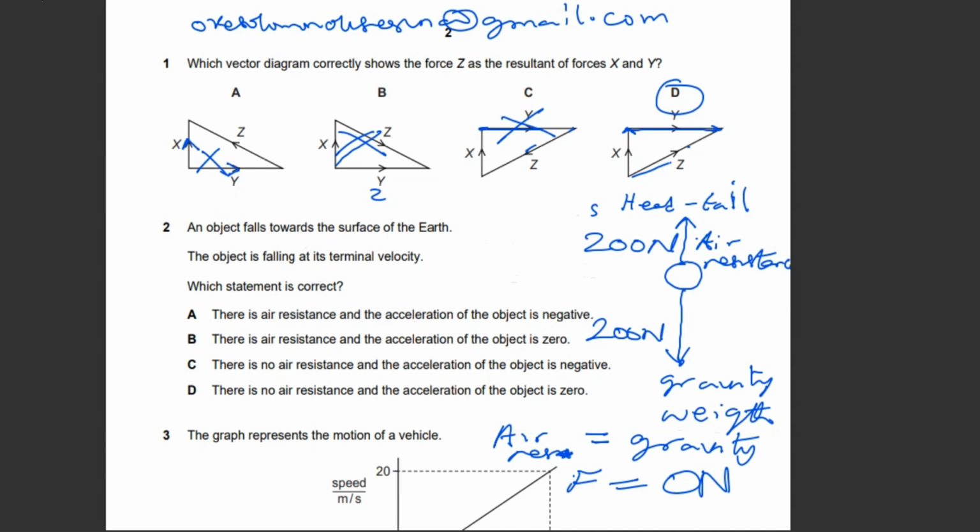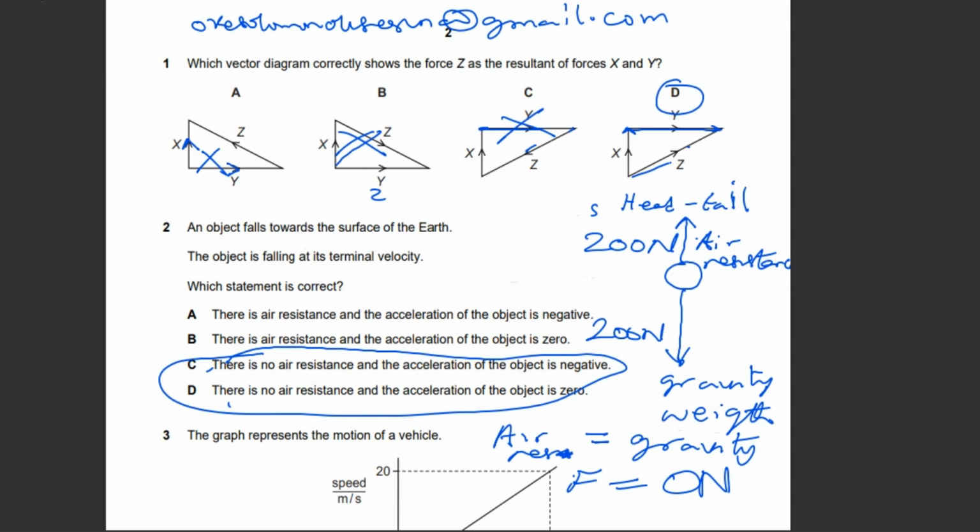So if the body is falling under gravity, we know that it's falling on earth, we know that air resistance is present. So that makes option C and D wrong already, because they said there is no air resistance. So our answer now is between A and B. So how do we now get it? A says there is air resistance, and the acceleration of the object is negative. Well, there is no negative acceleration here.